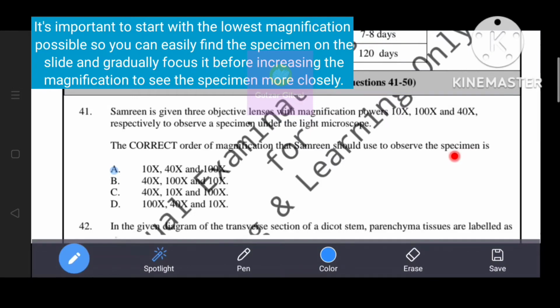तो हम किससे स्टार्ट करेंगे? लोवेस्ट मैग्निफिकेशन से, मीन्स फर्स्ट 10x, देन हम ग्रेजुअली इंक्रीज करेंगे 40x पे, देन 100x. ऑप्शन A करेक्ट सीक्वेंस को शो कर रहा है, दैट्स वाई ऑप्शन A इज द करेक्ट आंसर.